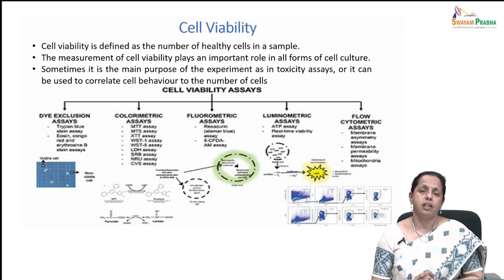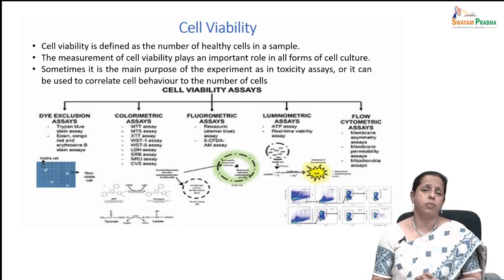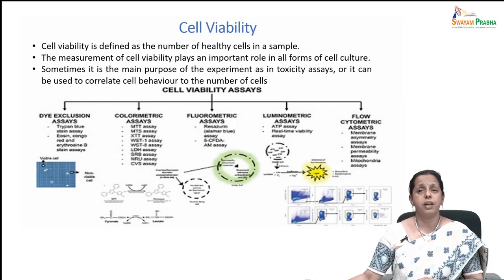So what do we do with these cell lines? How do we make them relevant to cancer drug discovery? There are cell viability assays, where the number of healthy cells upon treatment with a drug or a compound is estimated. This measurement of viability plays an important role in all forms of cell culture. Sometimes it is the key purpose of cytotoxic assays, or it can be used to analyze the behavior of the number of cells upon a stress condition. Cell-based assays are often used for screening collections of compounds, as we have seen here. They are used to determine if the test molecules have an effect on cell proliferation or show direct cytotoxic effects that eventually lead to cell death.